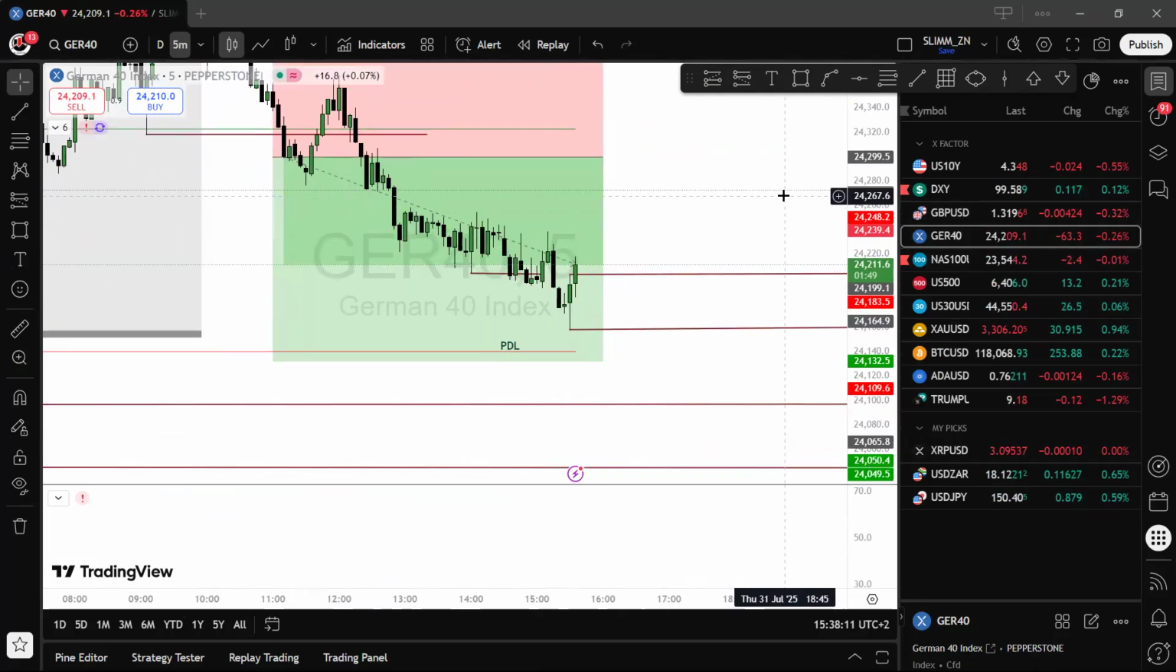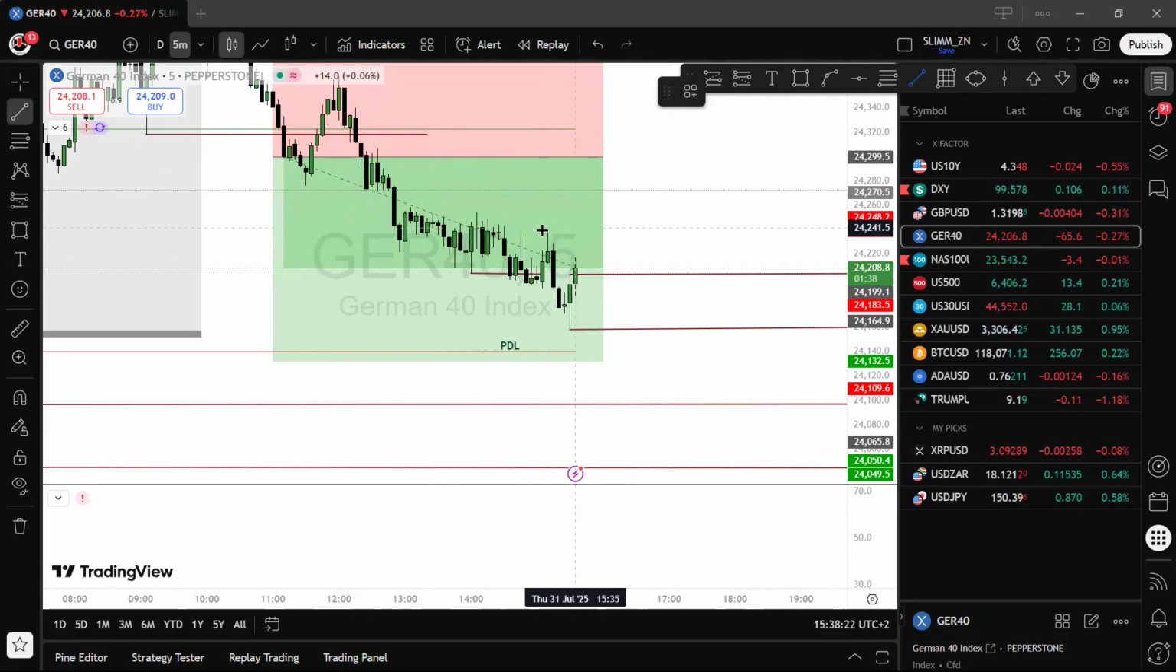Okay, so here's the thing. We've got German 40 breaking out to the top, but my bias is bearish. So now I look for any areas where I feel like price is coming to take out some minor liquidity. They could be coming to take out this liquidity here. They could come as high as this level.